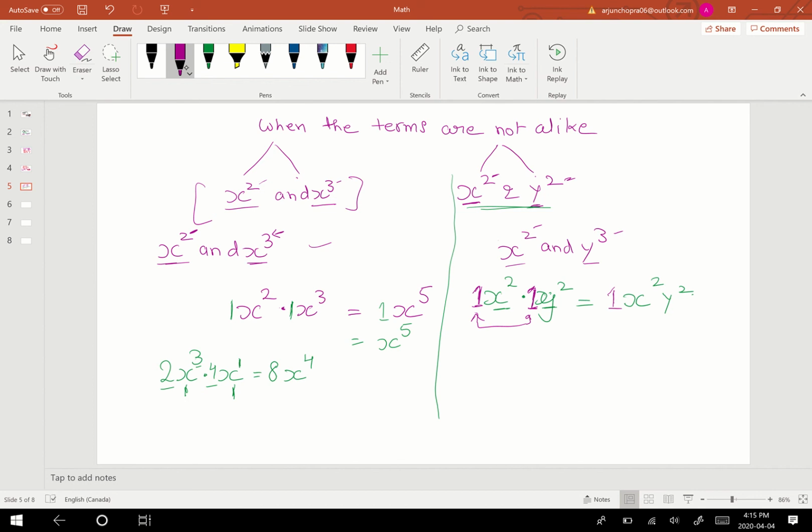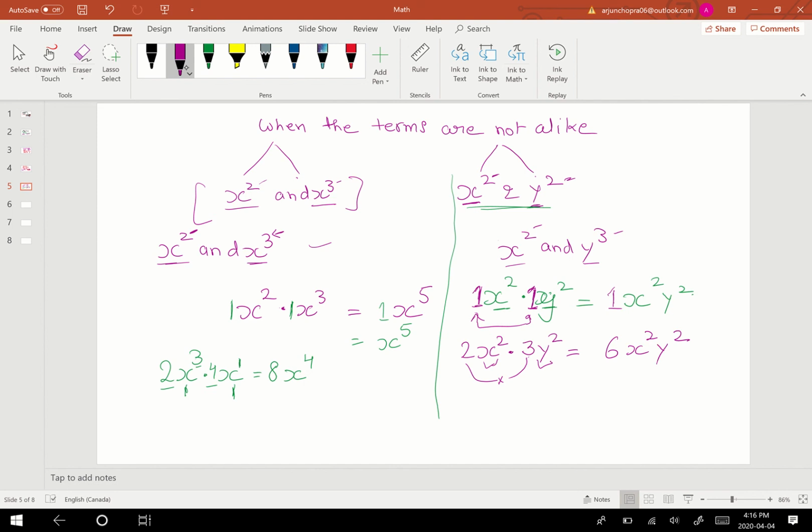So let's look into a little trickier problem. 2x squared times 3y squared. How to multiply these two terms? Again, these are not like terms, neither the bases are the same, but when you are multiplying unlike terms, you can still multiply the constants and leave the bases and exponents as they are. So 3 times 2 will be 6, and the rest I'll leave as it is because they are not alike. So 6 x squared y squared.